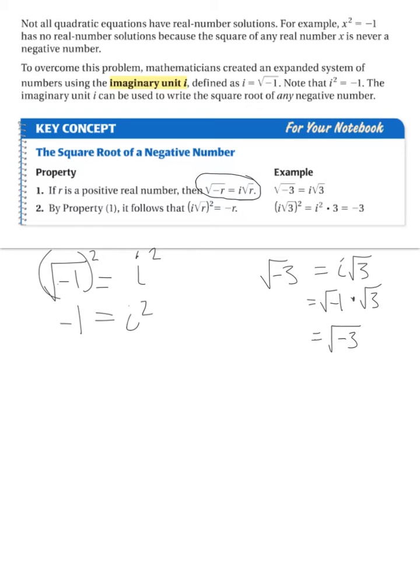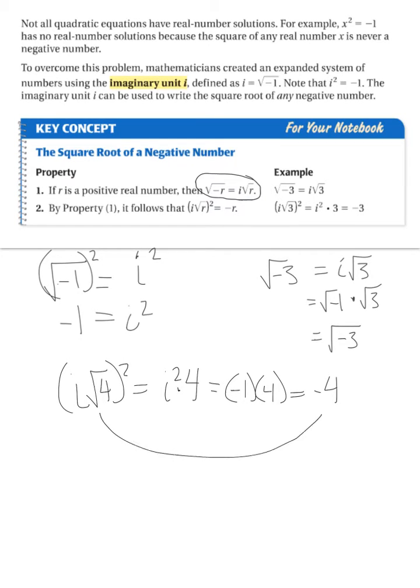And what property number 2 is saying, if I have i times the square root of 4, and I square that, then I'll get i squared times 4. And we know that i squared equals -1, so I'll have -1 times 4, which equals -4. So I went from here to here.